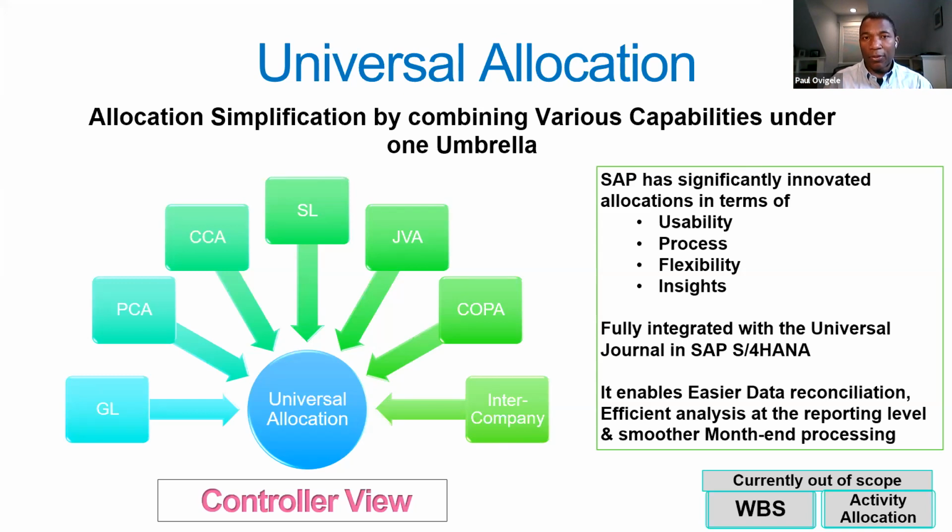So very similar theme. Part of SAP's innovation in universal allocation is on the usability of it, on the process itself, how flexible it is, and just giving you better insight. It is fully integrated with the Universal Journal. I think that's key.